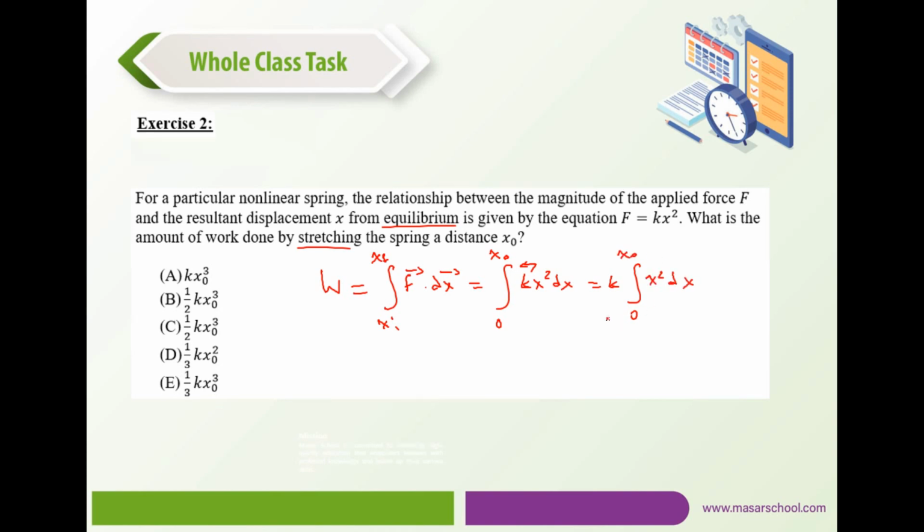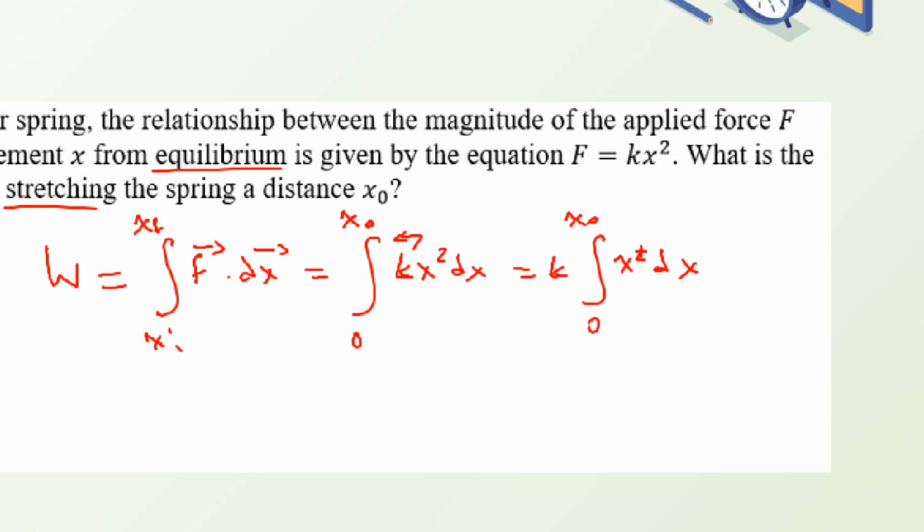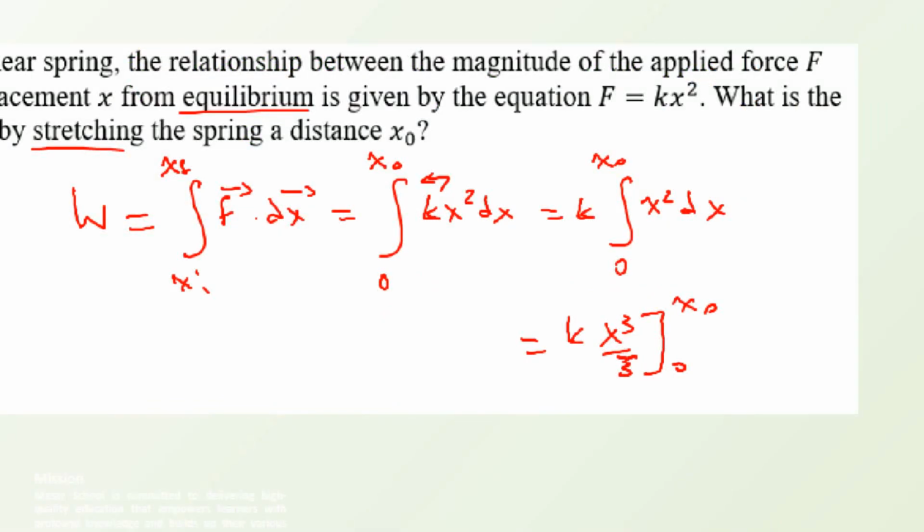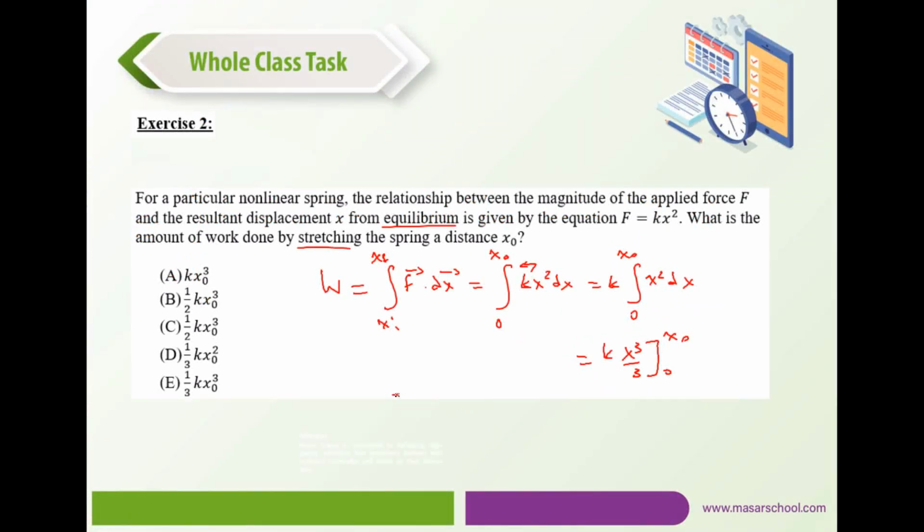Now we're ready to integrate. We increase the power, that would be 4, and we divide by the final power, so that is k times x⁴ over 4 from 0 to x0. We can factor out k over 4. That would be k over 4 times x0⁴ minus 0 to the power of 4. So that would be 0, and the correct answer in this case would be E.